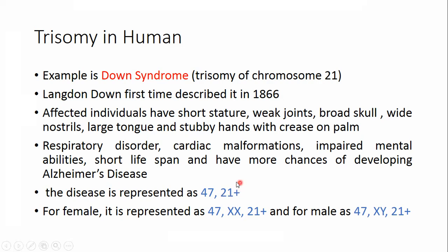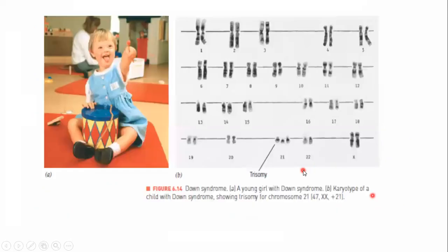47, and one extra 21 chromosome is present. So for female, it may be represented as 47 XX 21 plus, and for male as 47 XY 21 plus. So here you can see the karyotype of Down syndrome, and here is the trisomy of chromosome number 21, means chromosome 21 carries three copies.